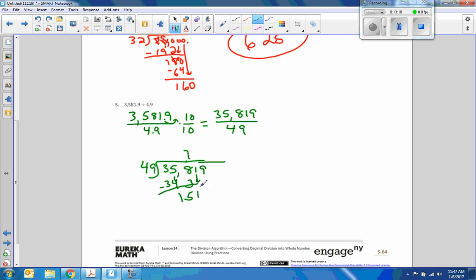Bring down this 1. And 49 goes into 150 3 times. 9 times 3 is 27. 3 times 4 is 12, plus 2 is 14. Subtract. Borrow. 11 minus 7 is 4. 4 minus 4 is 0. Bring down the 9. 49 goes into 49 one time. My answer is 731.